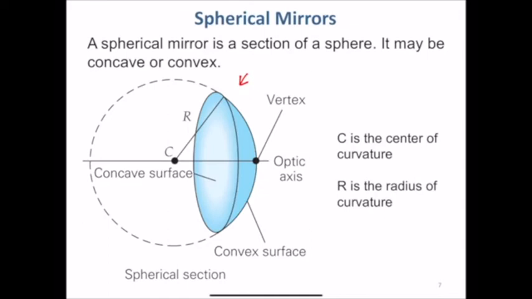Now, what is the convex surface? The convex surface is the surface that bulges out, right? So you can see that this is the convex surface. And what is the concave surface? The concave surface is the surface that caves in. So this surface that caves in is the concave surface. If the convex surface is the reflecting surface, then we call that a convex mirror. And if the concave surface is the reflecting surface, we call that the concave mirror.